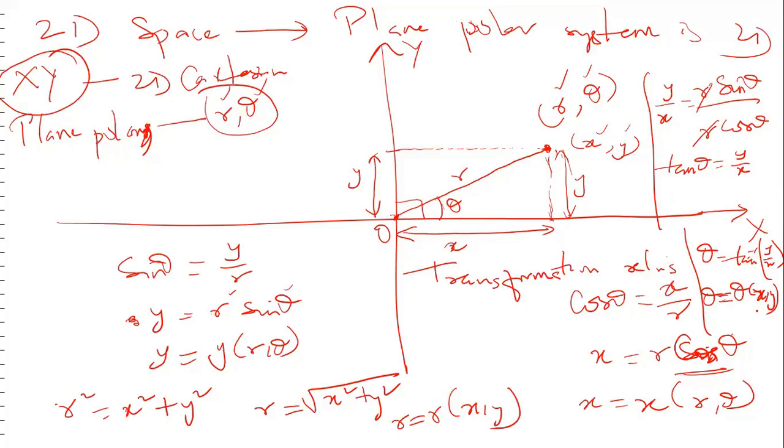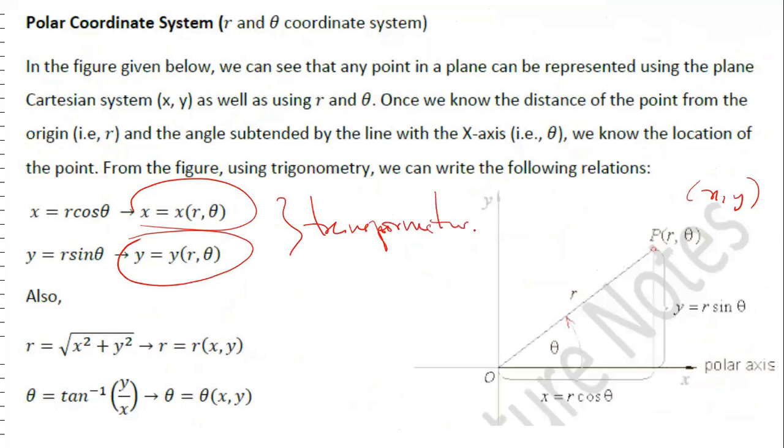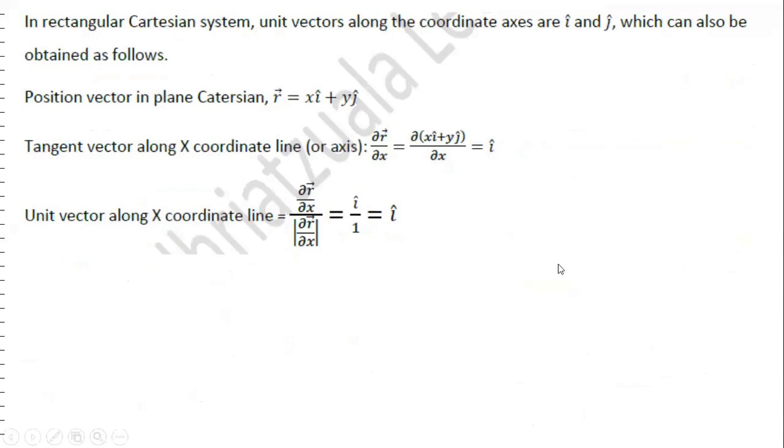So we can have two sets of relations like this. X, we can write as a function of r and theta. Y, we can write as a function of r and theta. This we call transformation relations. And similar to that, we can transform the r and theta coordinates to x and y coordinates using this relation. This is called the reverse transformation relation.